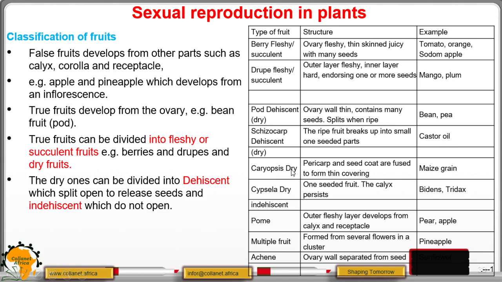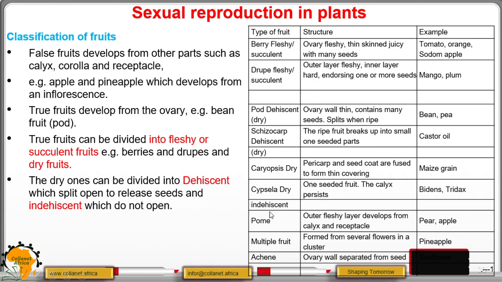We have this type of fruit called caryopsis, which are dry. Then the pericarp and the seed coat are fused to form a thin covering. For example, the maize. And then we also have the cypsella. They are also dry, and here they have one seed, and the calyx persists. For instance, in blackjack. So these ones are dry dehiscent fruits.